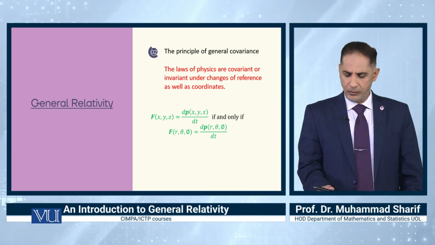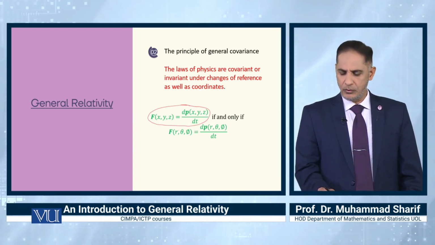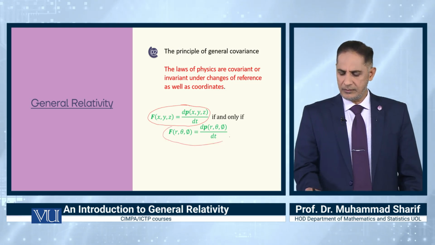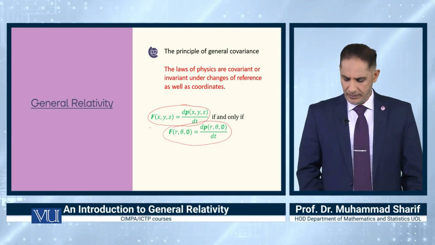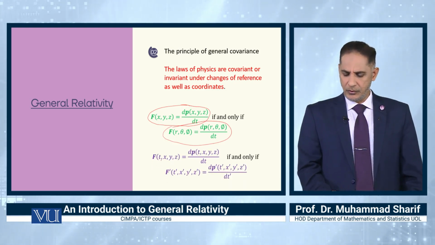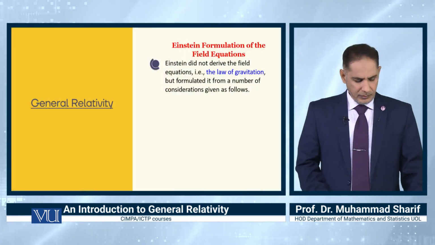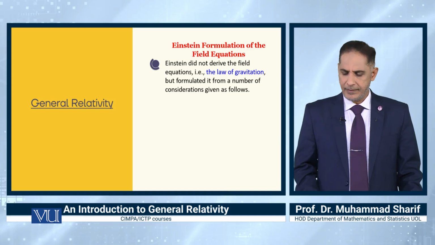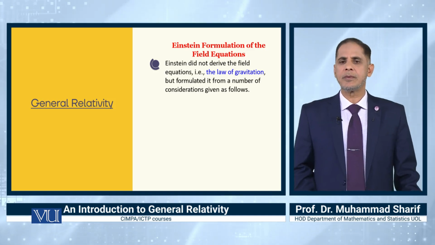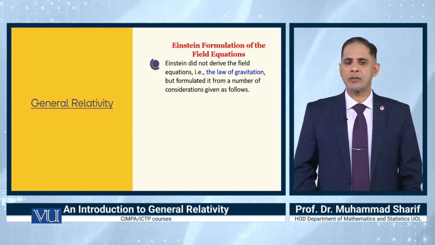that if we have a force like this in one coordinate system, this will also be true in some other coordinate system, for example, in spherical polar coordinates. Or if we generalize it to 4 dimensions, then this force in Cartesian coordinates is true in any other general coordinate system. After giving these postulates, Einstein developed his famous field equations, that is called Einstein field equation.